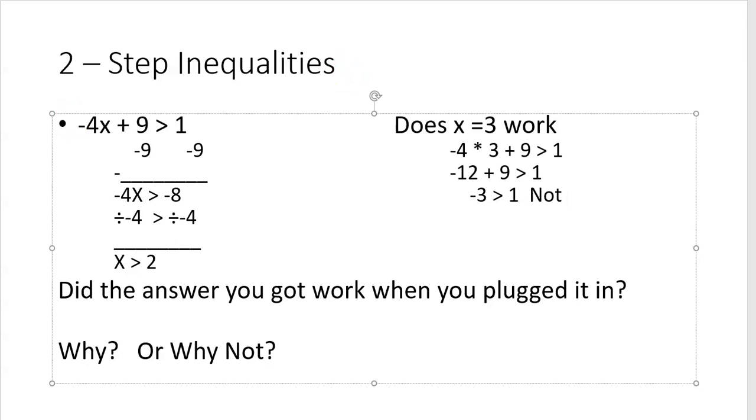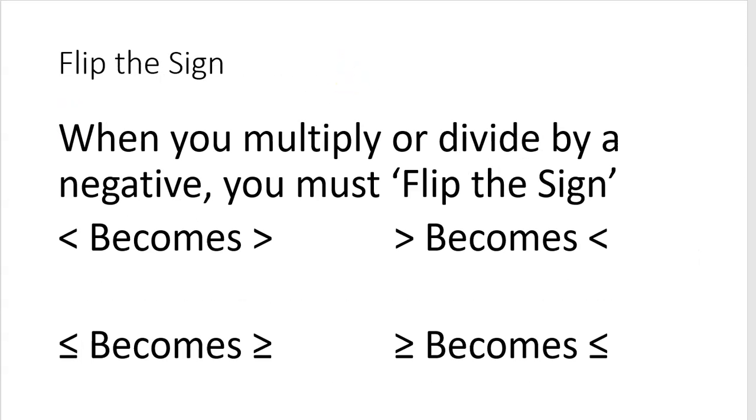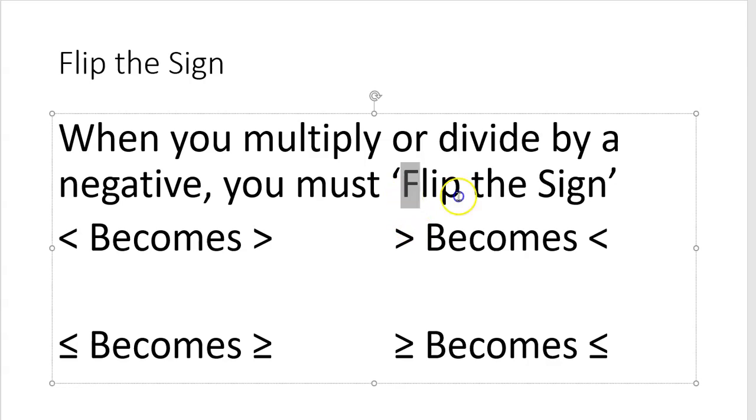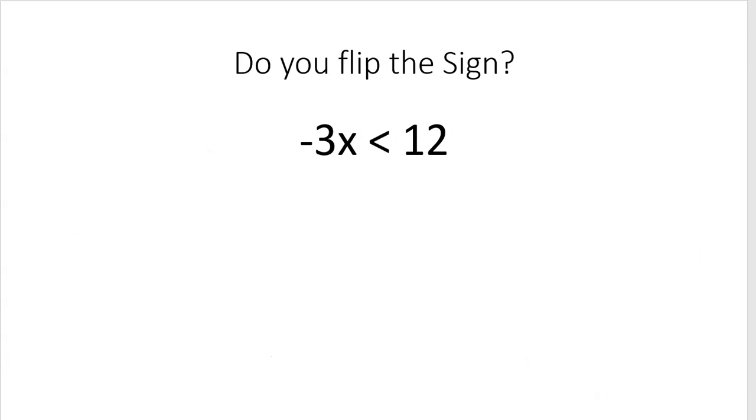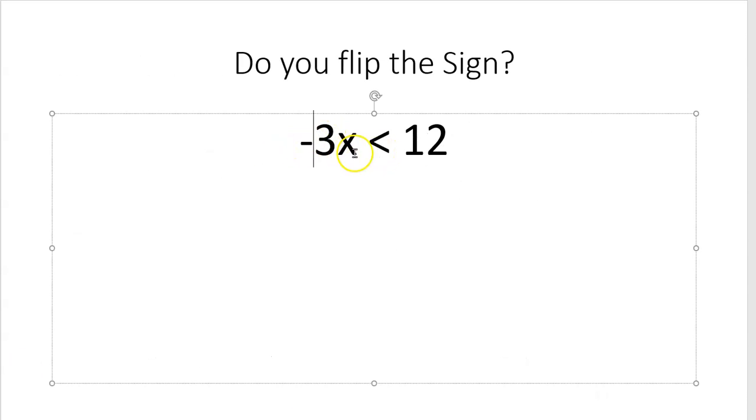And here's our rule. When you multiply or divide by a negative, you must flip the sign. Less than becomes greater than, greater than becomes less than, less than or equal to becomes greater than or equal to, greater than or equal to becomes less than or equal to. You must flip the sign. So on this one, you're dividing by a negative 3, so you flip the sign. So it would become x is greater than negative 4.